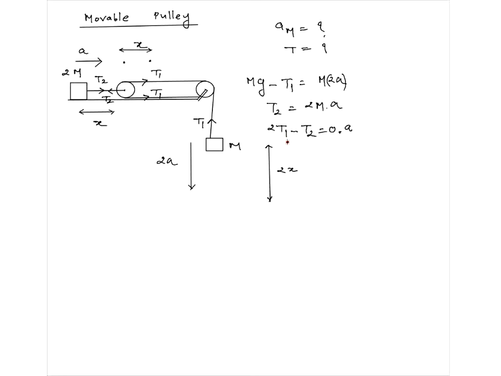Can you solve for A and T1? Let me know what is A and let me know what is T1. So A is g by 3. And T1? So Mg by 3.